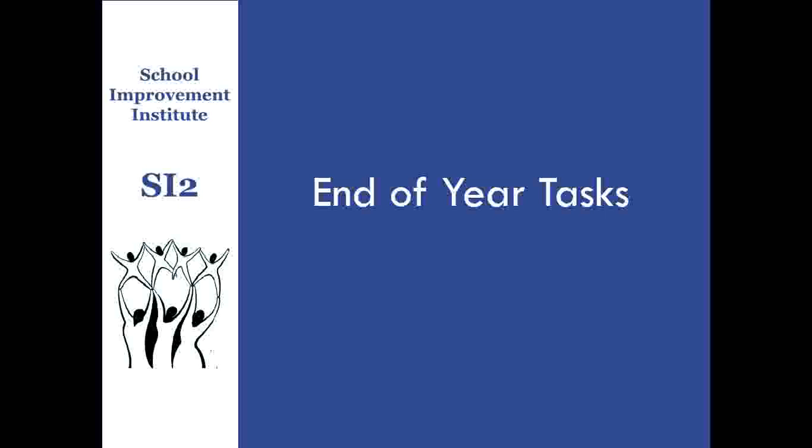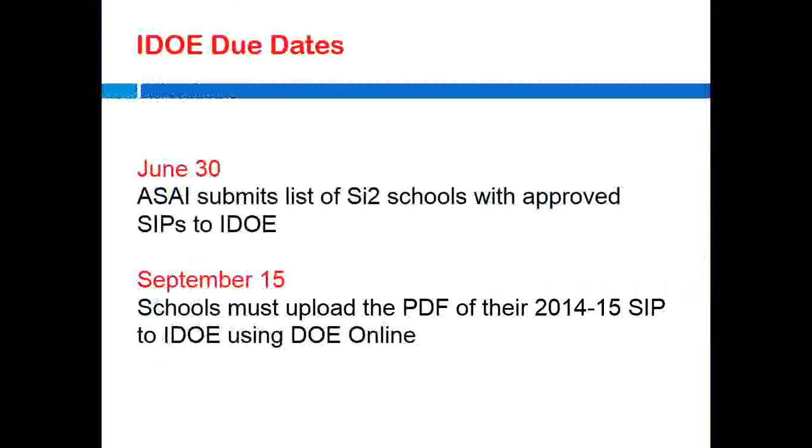End of year tasks. Okay, on June 30th, ASA will submit a list of all the SI2 schools that have approved SIPs to the Indiana Department of Education. In order to be on that list that we submit, you will need to have all of your tasks completed by June 16th. Make sure that you have everything completed by June 16th, because ASA will submit a list to IDOE by June 30th.